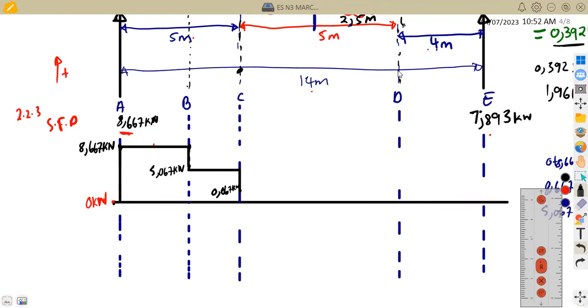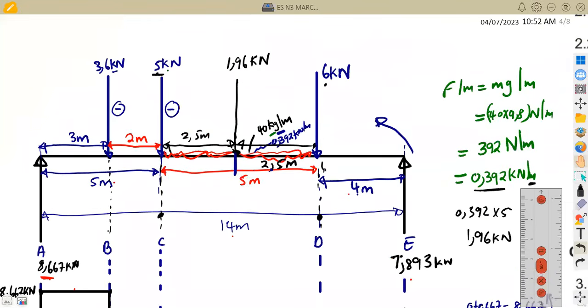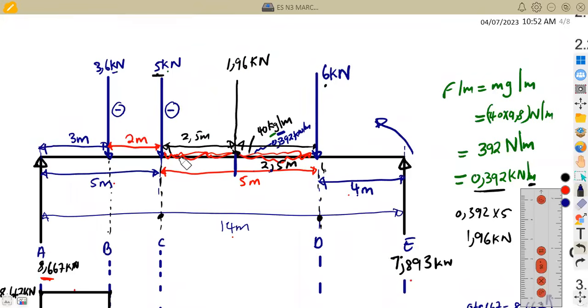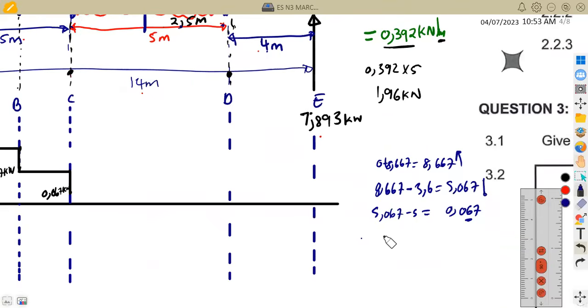Between C and D, what is happening between C and D? Between C and D, we have got a uniformly distributed load, UDL, between these points, which was 0.392 kilonewton per meter, and we multiplied and got 1.96. Between these 5 meters, we got 1.96. So we are going to subtract 1.96 direct from this one. So 0.067 minus 1.96.